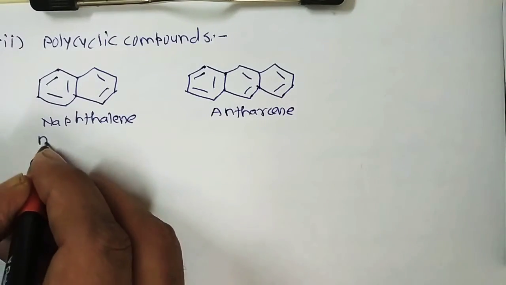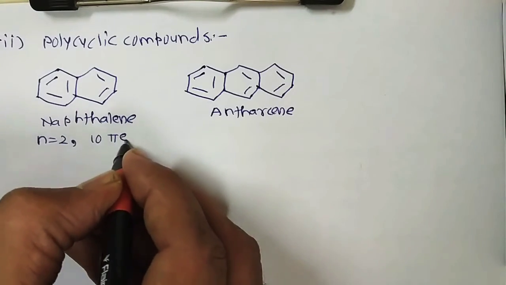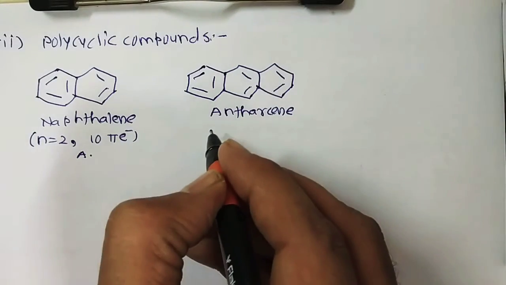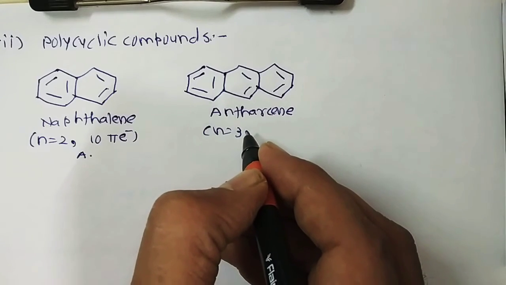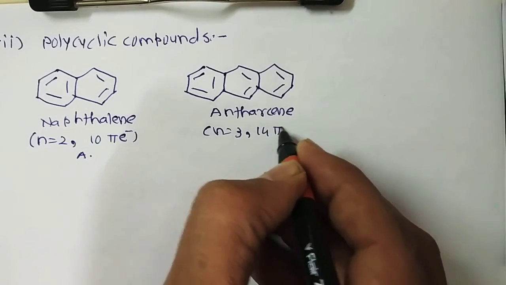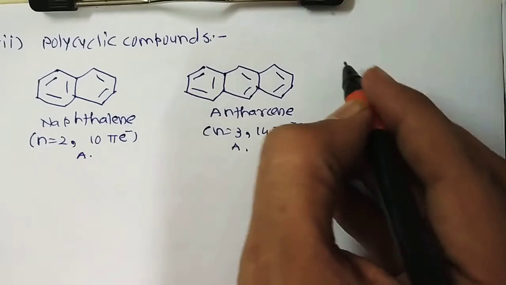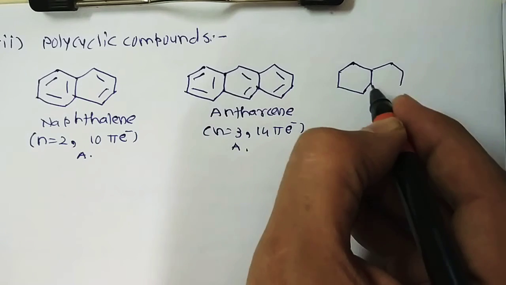Okay, so here n is equal to 2, completely 10 pi electrons, planar in nature. So definitely it is aromatic in nature. Same way here, n is equal to 3. So how many? 14 pi electrons and aromatic in nature. Same way, there is another isomer of this anthracene which can be drawn in this manner too.